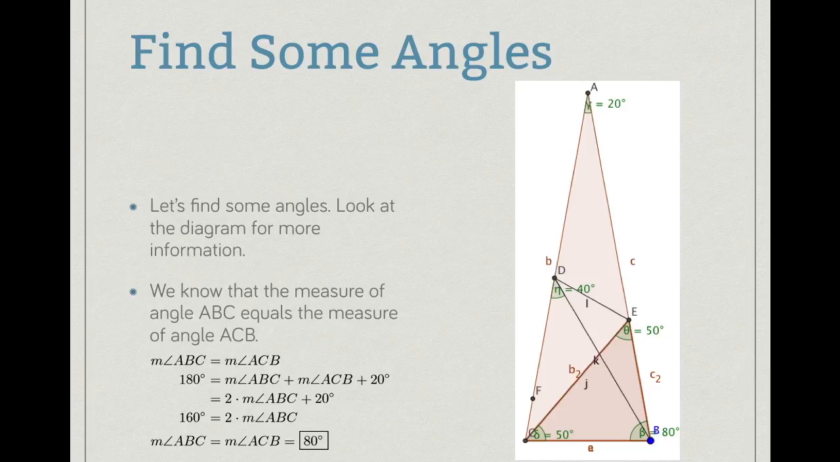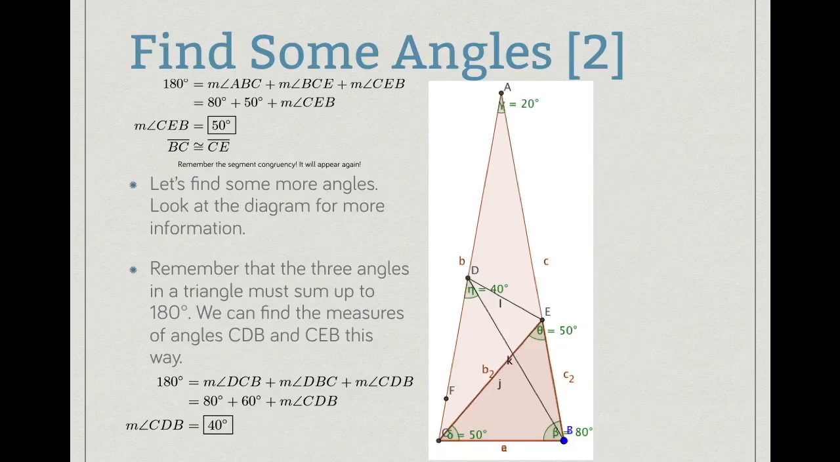We know that the measure of angle ABC equals the measure of angle ACB because triangle ABC is an isosceles triangle. Doing the math, we find that the measure of angle ABC is equal to the measure of angle ACB, which is equal to 80 degrees. And now let's find some more angles.